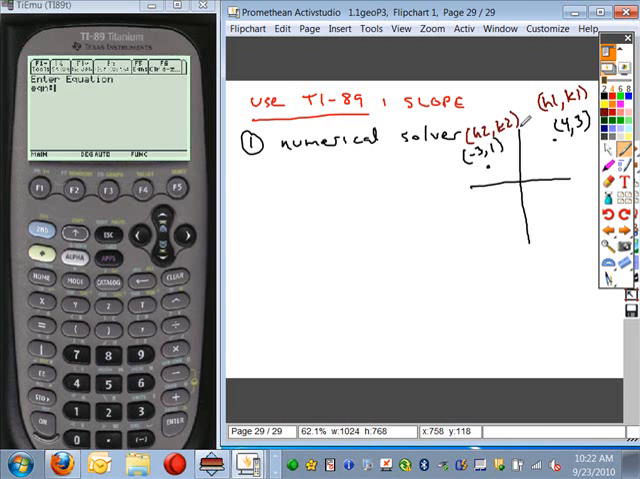Okay, so when I enter my slope equation in the numeric solver, m is equal to the difference of the y's, which is going to be k1 minus k2, all over the difference of the x's, which is h1 minus h2. So here is the equation that I'm going to enter.